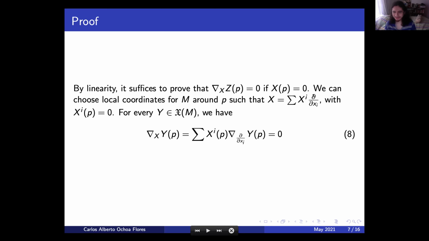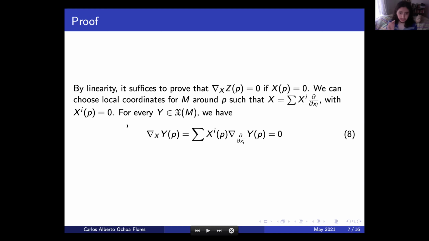In the future, I won't write the local vector fields like this, partial over partial xi, because it is really notationally cumbersome. So I'll just write partial i for the vector fields induced by the local coordinates. Okay, and since we are assuming that the vector field is 0 at the point P, then the smooth functions xi should be 0 at the point P.